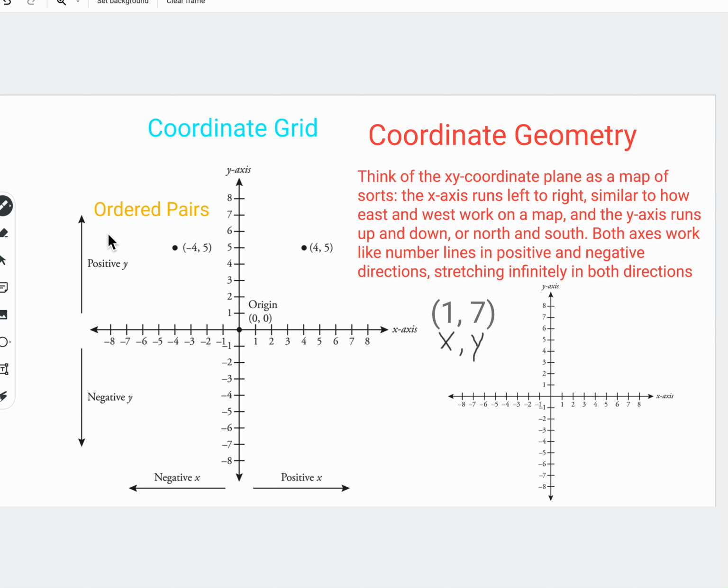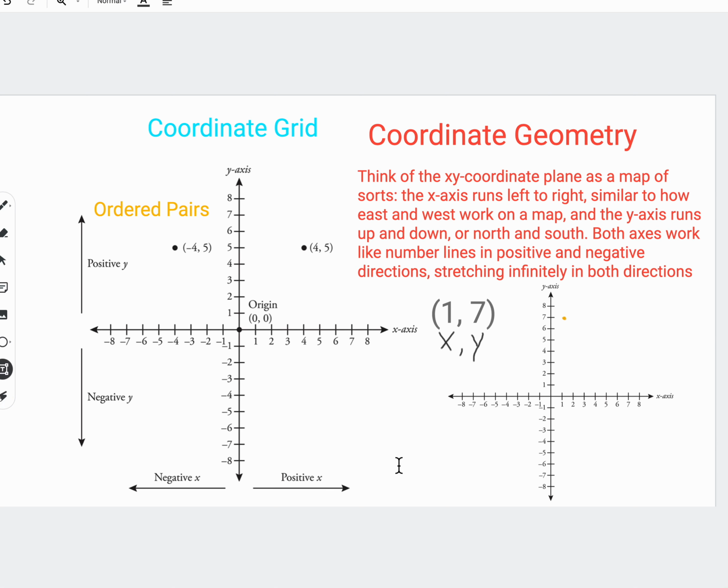So let's go 1 on our x-axis, to the right 1, and then we can go directly up 7, up the y-axis. 1, 2, 3, 4, 5, 6, 7, to land us at about right here. This is (1, 7).